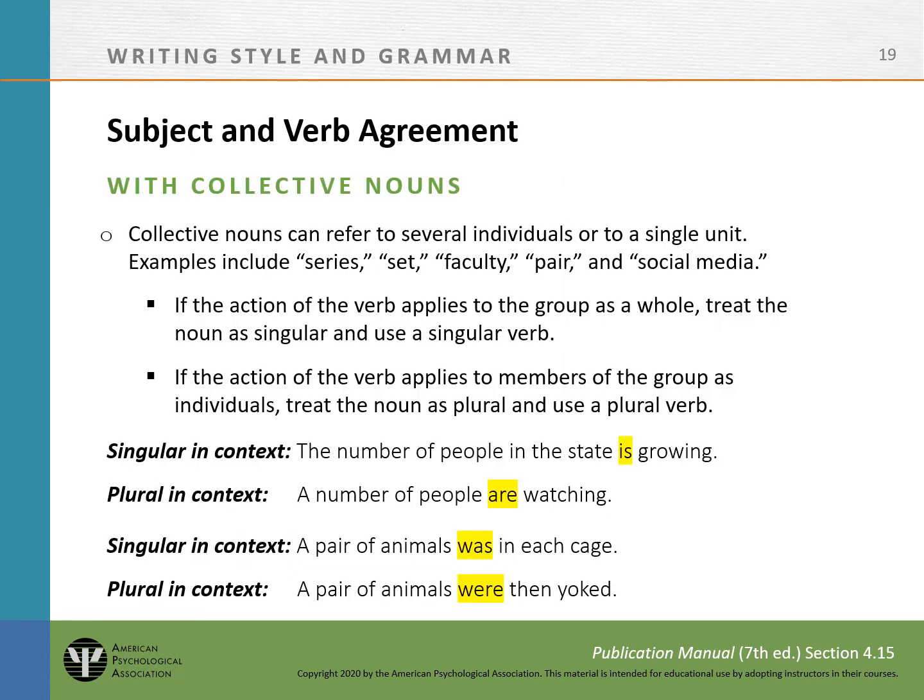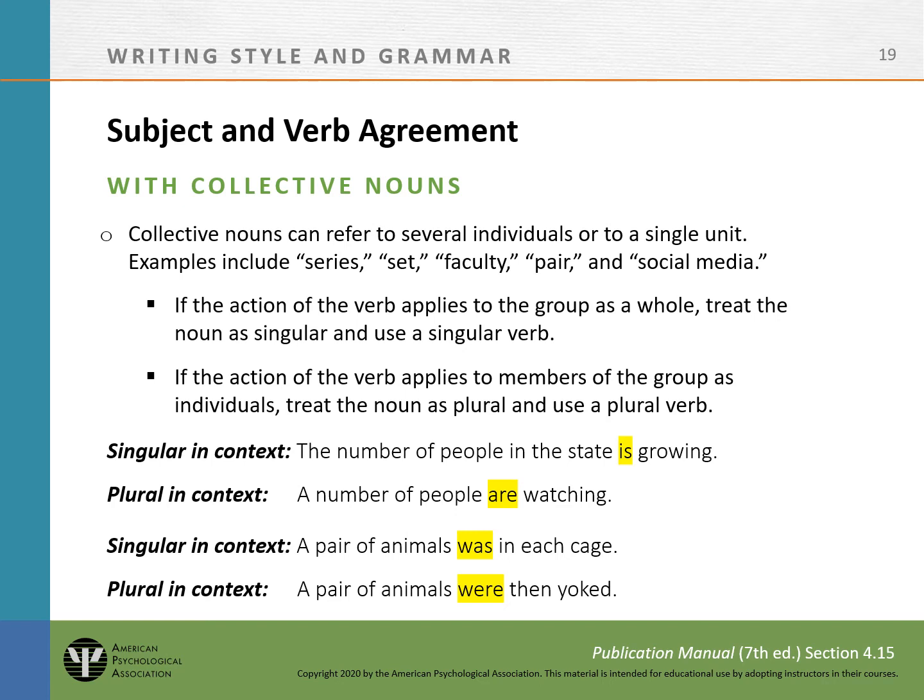The context determines whether the action applies to the group or to the individuals. Collective nouns can refer to several individuals or to a single unit. If the action of the verb applies to the group as a whole, treat the noun as singular and use a singular verb. If the action of the verb applies to members of the group as individuals, treat the noun as plural and use a plural verb.